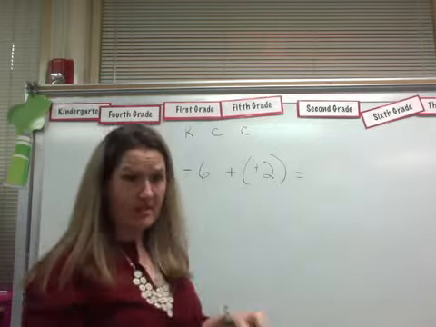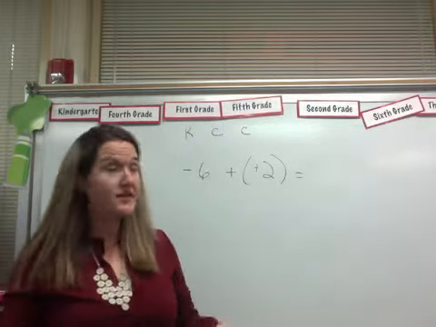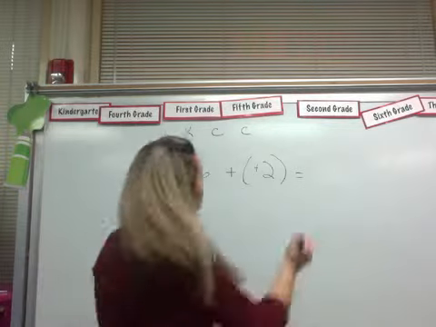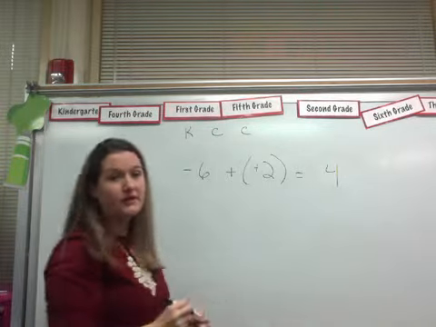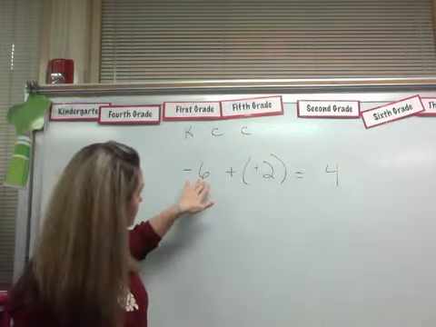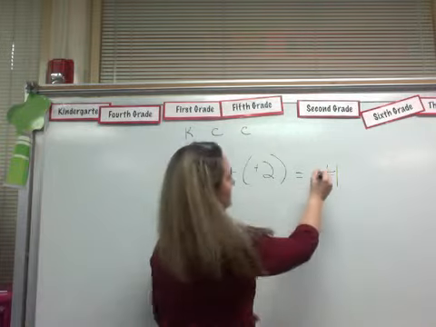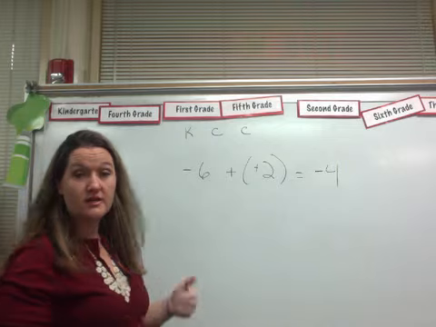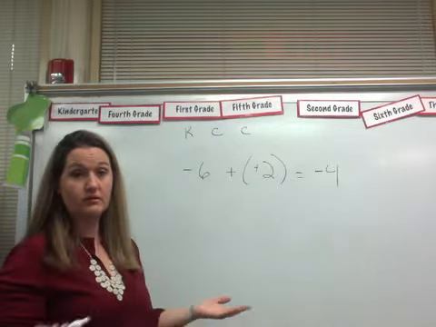Now let's go back to that last section. I've got a positive and a negative. I'm adding, so I subtract them. That's 4. Is it a positive 4 or a negative 4? The larger of the two numbers was the 6, and 6 is the negative, so therefore my 4 is negative. Negative 6 minus a negative 2 is negative 4.